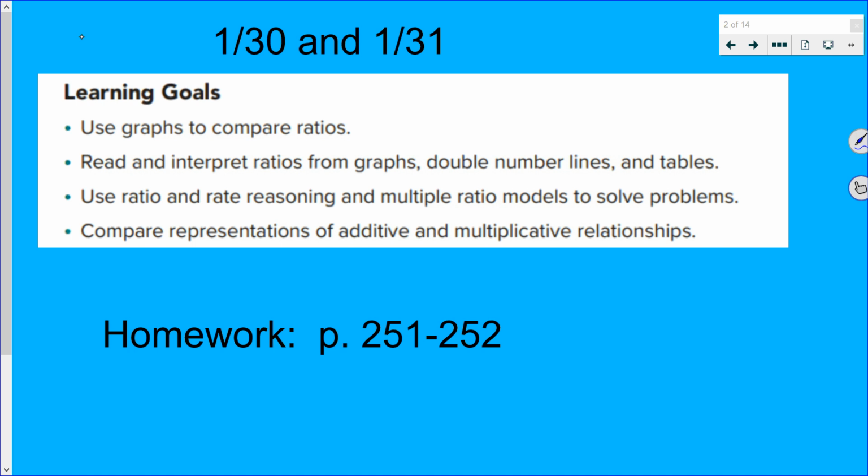We got real simple. We're using graphs to compare ratios. Read and interpret ratios from graphs, double number lines and tables. Use ratio and rate reasoning and multiple ratio models to solve problems. Compare representations of additive and multiplicative relationships. So basically a whole bunch of review on what we've been doing for about the last 4 lessons.